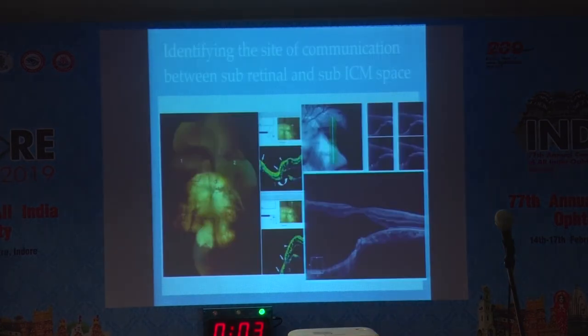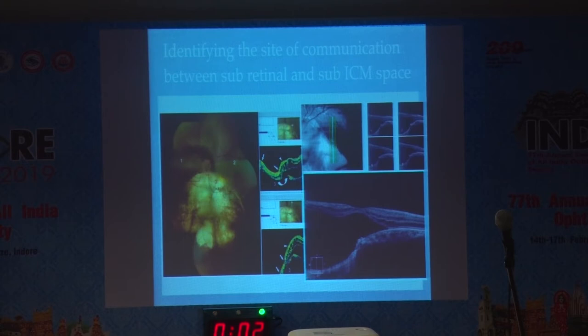So how do you identify the site of communication between subretinal space and sub-ICM space? In this picture you can see this is attached retina, this is detached retina, this is the border of detached retina, and this is the area of ICM detachment you can see, and this is the coloboma. And when we did OCT at this point, you can see the gap in the subretinal space and the sub-ICM space showing a clear communication. That means this is the break at the site of least resistance.